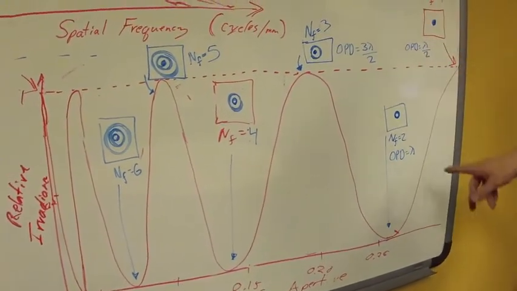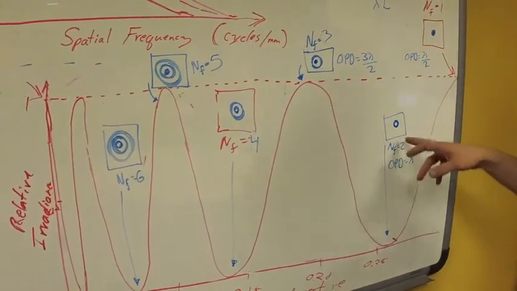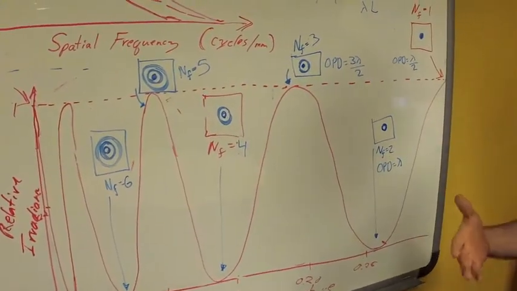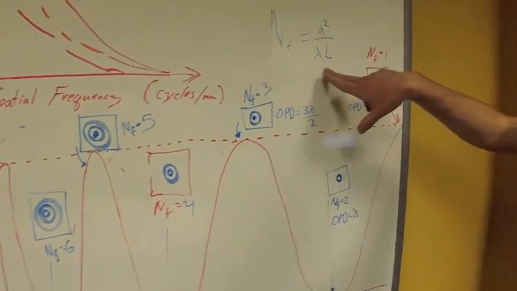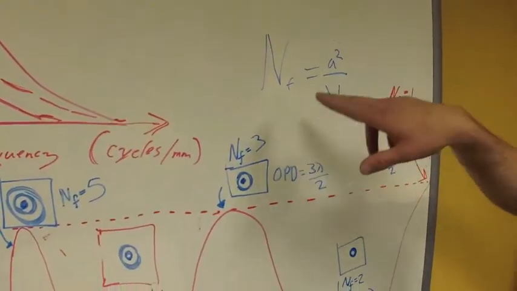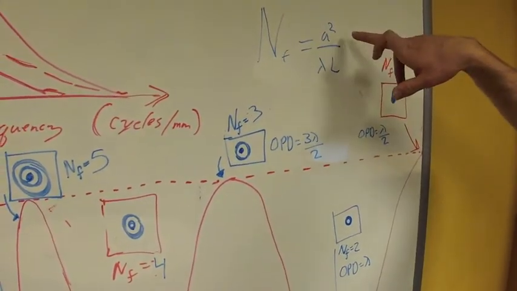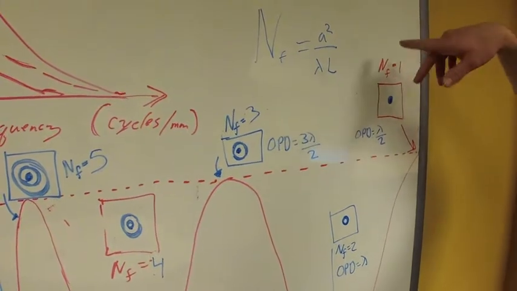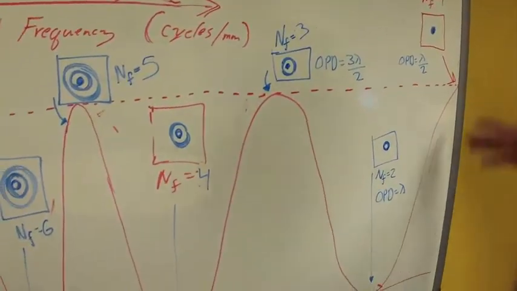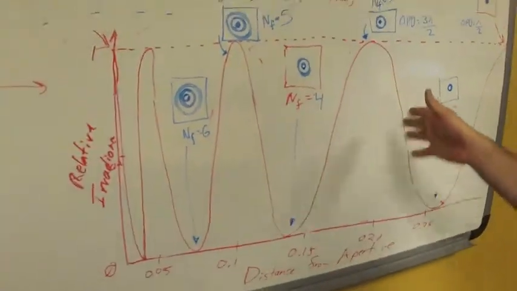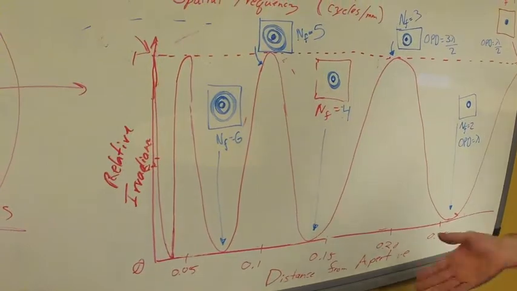This is N sub F equals 1, where we have a dark spot in the middle. This is N sub F equals 2, where we have a light spot in the middle and a dark ring around it. These Fresnel zones are characterized by this equation, which states that the Fresnel zone number is equal to the radius of the aperture squared divided by wavelength times the distance from the aperture. And we see that as you go closer to the aperture, the number of Fresnel zones increases very rapidly.